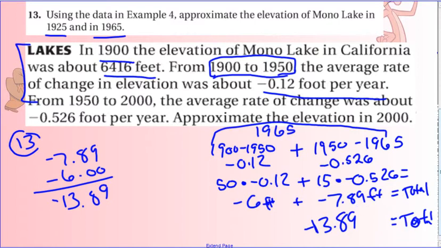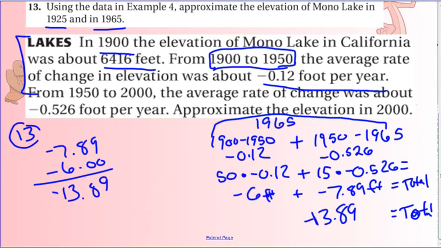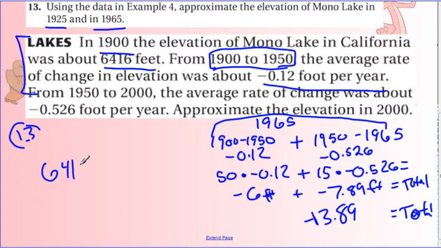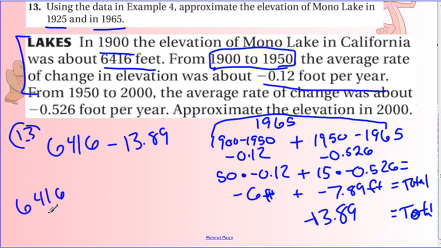The question was not what was the change. The question was to approximate the elevation of Lake Mono in 1965. Well, that means we have to find the change from how it started until 1965. So it started at 6,416 feet. It went down by 13.89 feet. What is our total? I'm going to have to write it out someplace and do it. 6,416 minus 13.89. Subtract it. Notice how I have my decimals lined up.